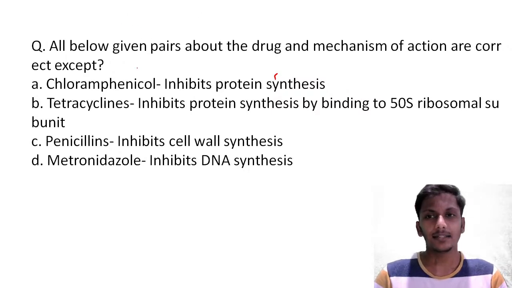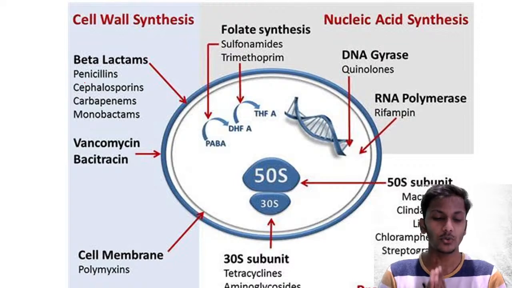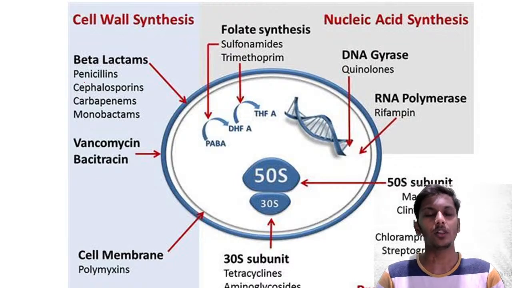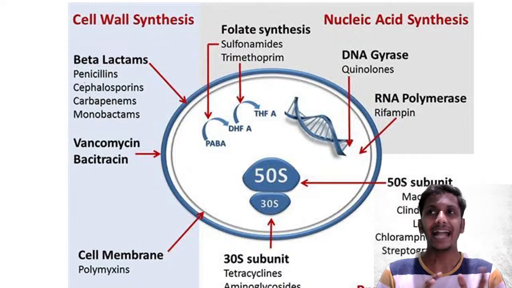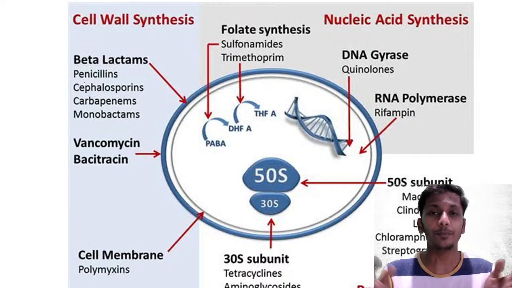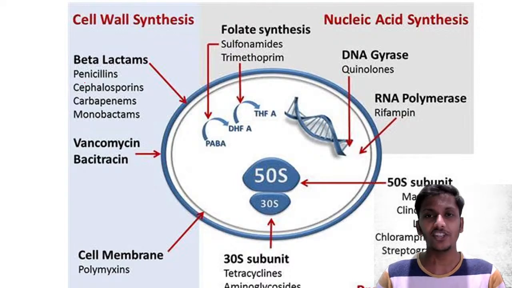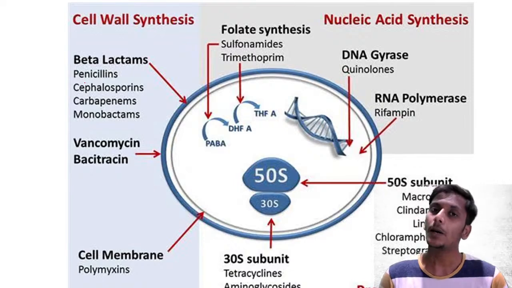They have asked us about all are correct except. So we need to find the incorrect match. Before going to the actual question, I would like you to go to this classification. First of all, what are antimicrobial drugs? Antimicrobial drugs are the drugs which act against the microorganisms in any of the infections. Antimicrobial drugs can be divided into different broad categories based on which organism they act on, like antibacterial agents, antiviral agents, antifungal agents, antihelminthic agents, and antiprotozoal agents.